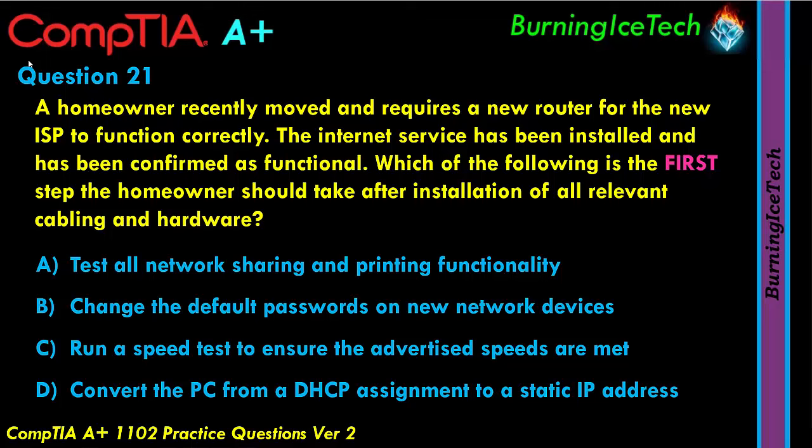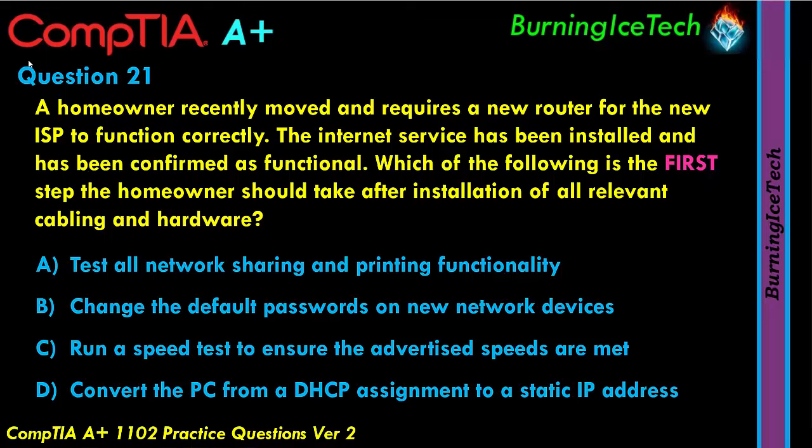So currently B is the answer here. C, run a speed test to ensure the advertised speeds are met. That is something you would want to do, but I'm not going to prioritize that over B. B is still the more important one here. D, convert the PC from a DHCP assignment to a static IP address. That's got nothing to do with the question, guys.